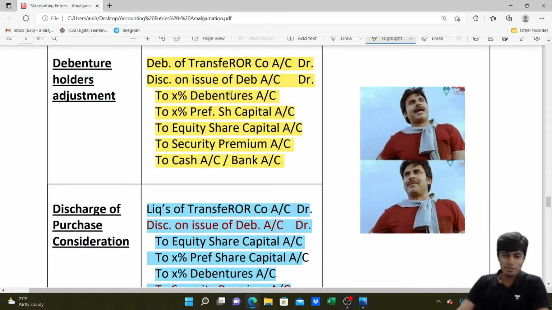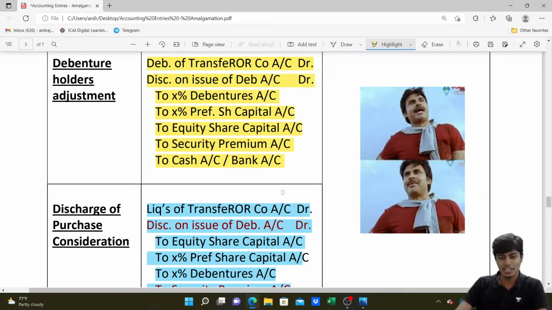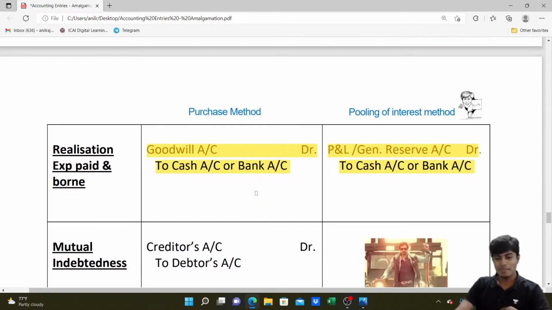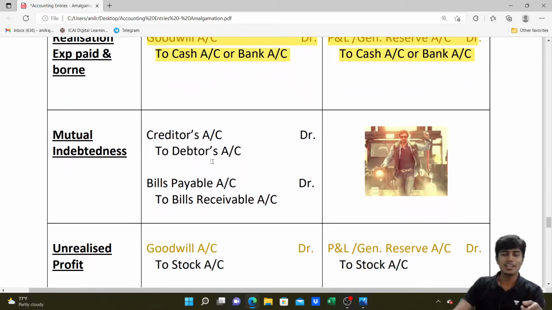That's what it is, like the debenture settlement entry and discharge of PC entry are the same in the case of pooling of interest and purchase method. Same happens here also. For mutual indebtedness, the entry that we write under the pooling of interest method and purchase method will be same to same. There is not going to be any difference.